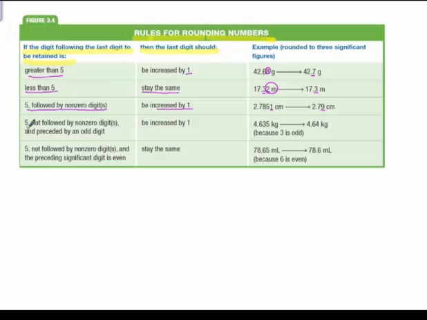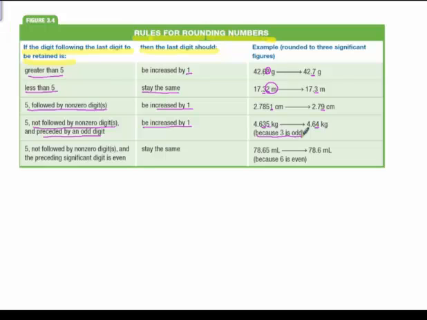5 not followed by a non-zero digit and preceded by an odd digit. If it is preceded by an odd digit, like in this case here, we have 5 and it is preceded by 3. 3 is an odd digit. Because 3 is an odd digit, we will increase by 1. So if we increase the 3 by 1, it will become a 4. The reason is because 3 is odd.